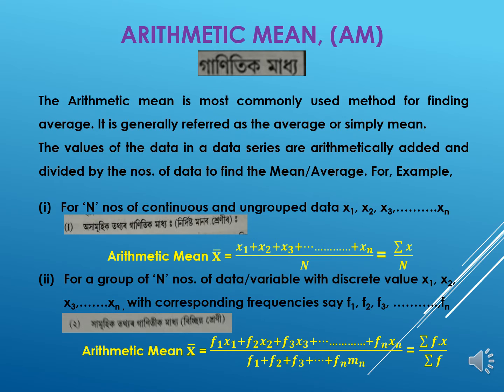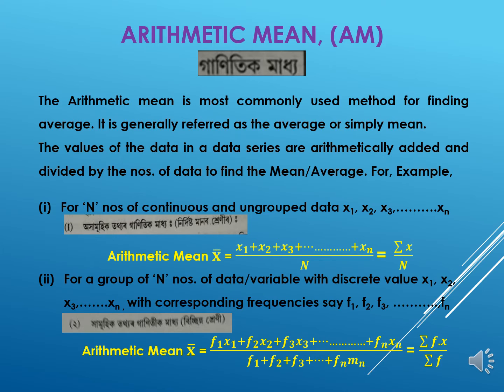Okay. For example, for n numbers of continuous and ungrouped data x1, x2, x3 dot dot xn, arithmetic mean x bar will be equal to x1 plus x2 plus x3 plus xn divided by the numbers of data, which can be written as equal to summation of x by n, where this symbol is called sigma or summation.